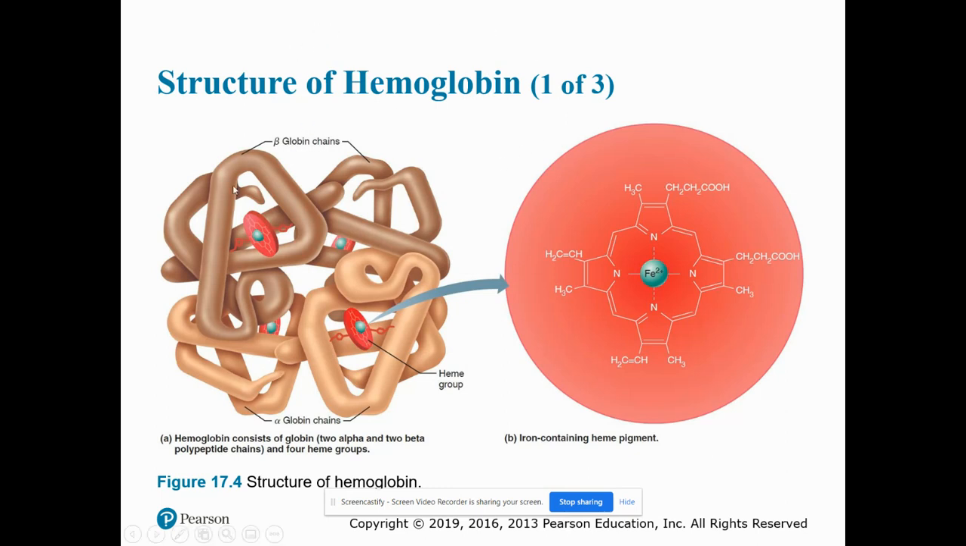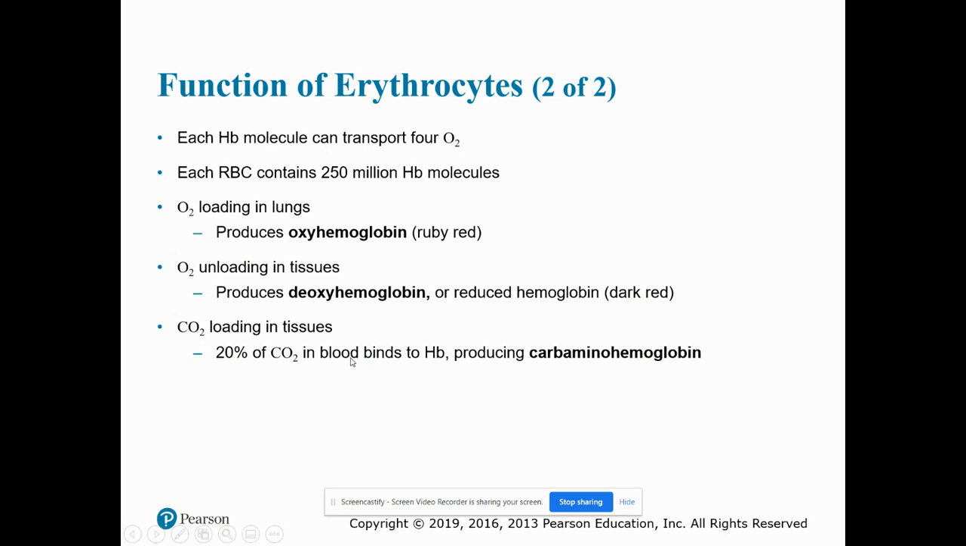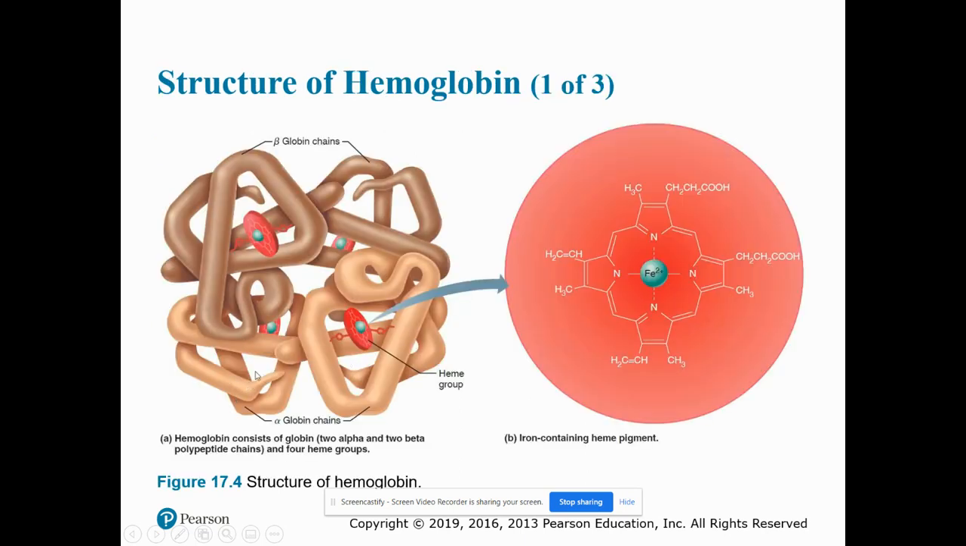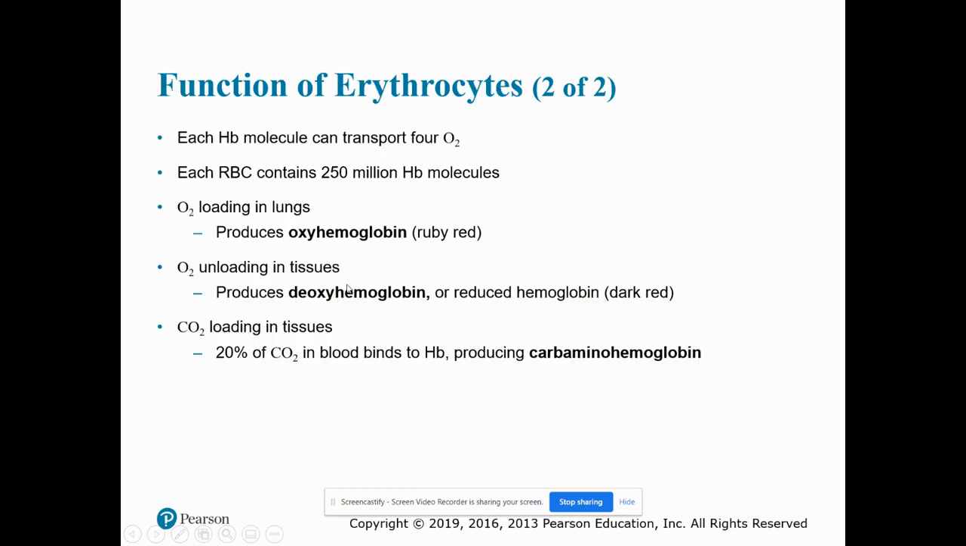So we have the 4 globin chains, alpha, alpha, beta, beta, and then a heme associated with each one. And then the oxygen is going to bind to the iron atom in the middle of the heme. This means that each hemoglobin molecule is going to be able to transport 4 oxygen molecules. And then each red blood cell contains 250 million hemoglobin molecules. That's a lot of hemoglobin.